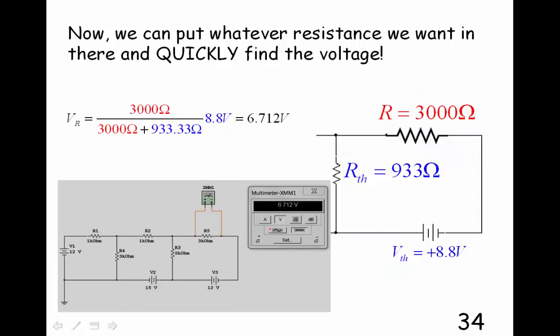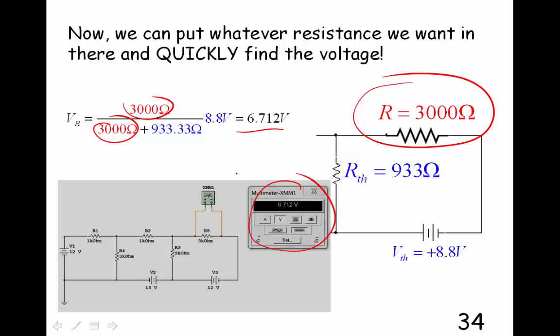Well, just to show you how useful this is, now I plug in 3,000 ohms for my mystery resistor, put that 3,000 in my voltage divider equation, and I've got what the voltage is. And it turned out to be the same as what Multisim gives me. So now, instead of having to go through all our equations and solving those equations simultaneously again, we can very quickly find what voltage we have across that resistor.